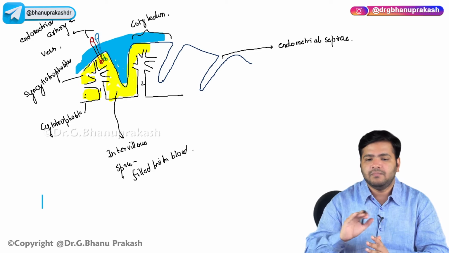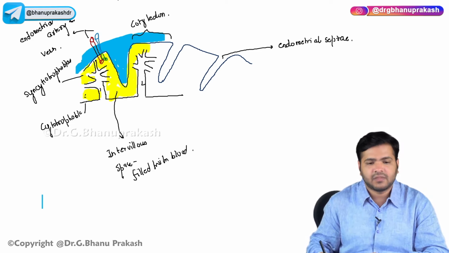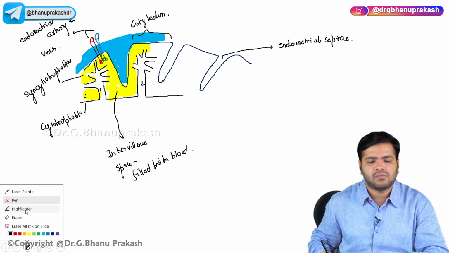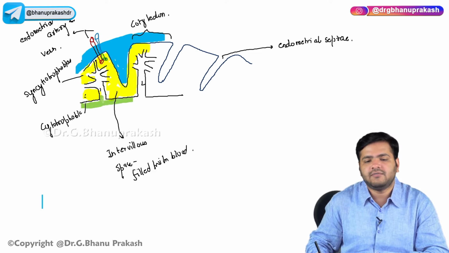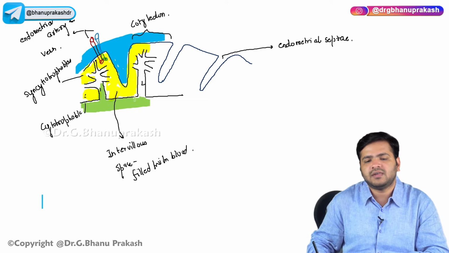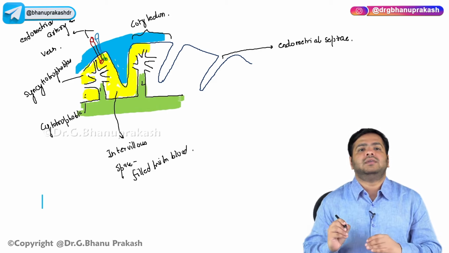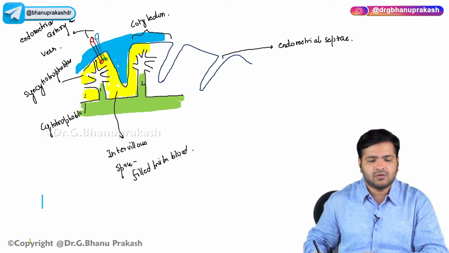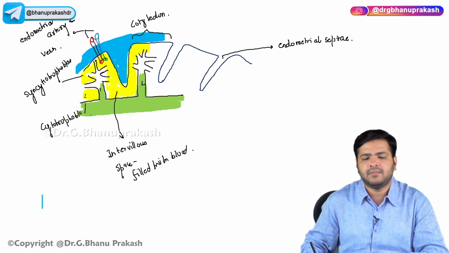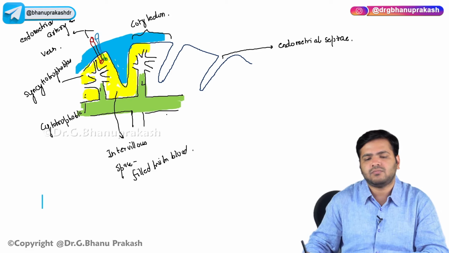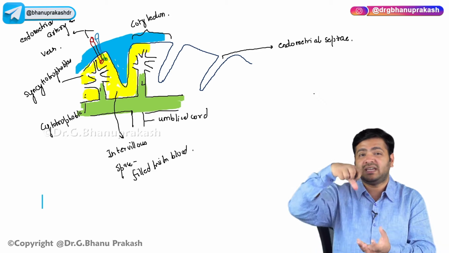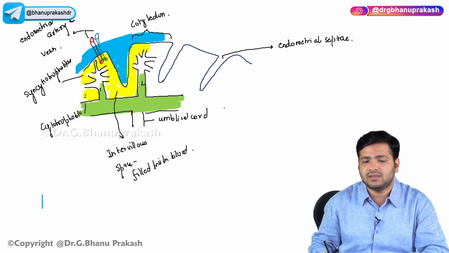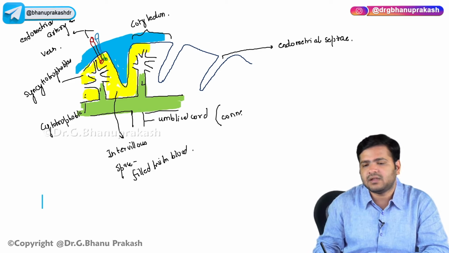Now below, you already know we have this extraembryonic mesoderm. From this extraembryonic mesoderm, the umbilical cord will be formed. We have this umbilical cord, also called the connecting stalk, which is connecting the embryo through a plate. So it is the umbilical cord, or I can simply say the connecting stalk.